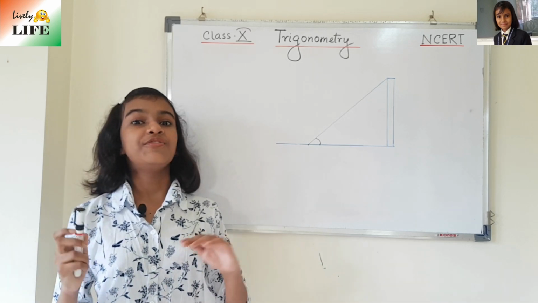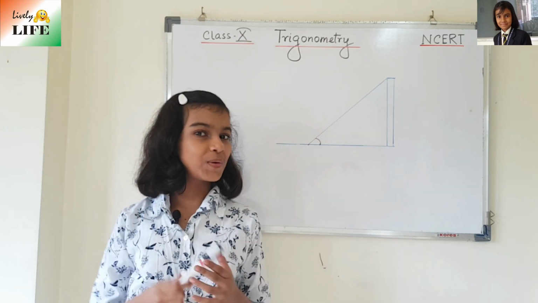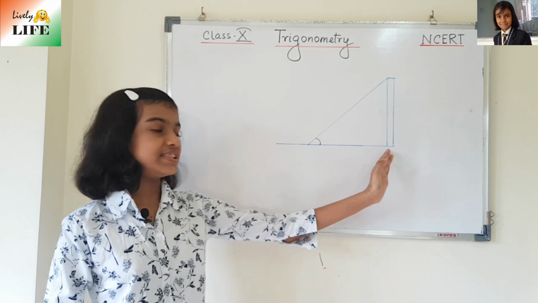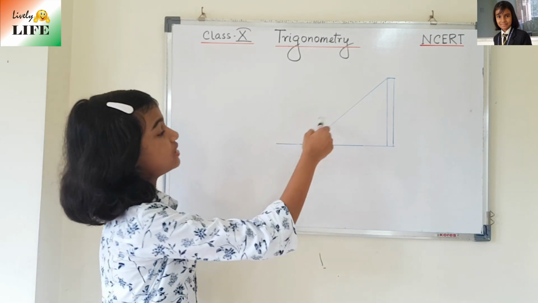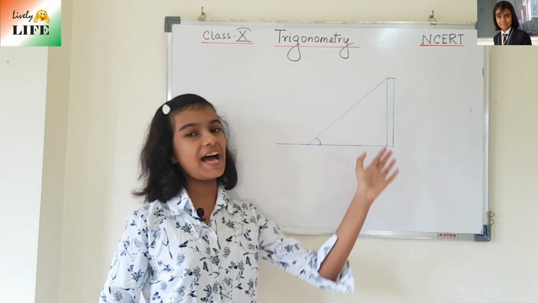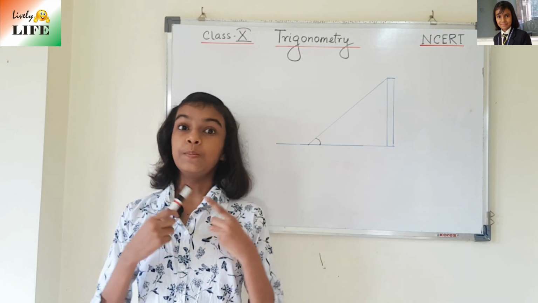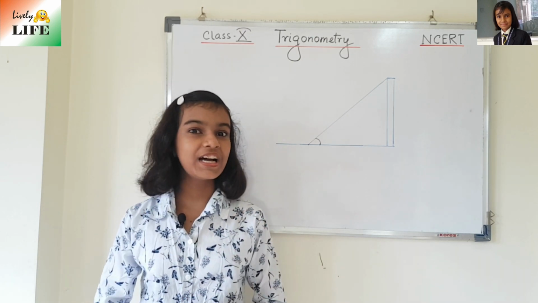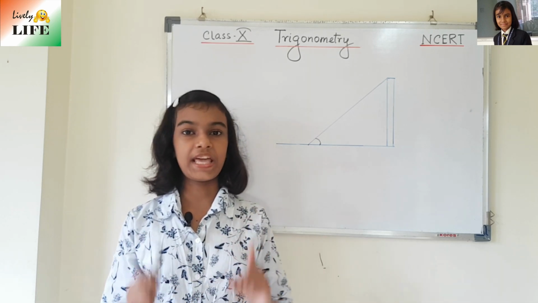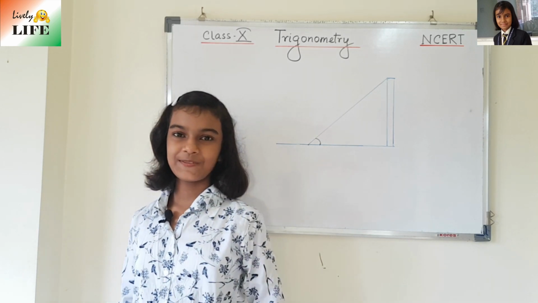Like this, we can measure the height of Mount Everest also. We do not need to go to the top of Mount Everest. We need a point on the ground, a distance from Mount Everest and the angle of elevation, and then we will be able to know the height of Mount Everest. Like this, we can measure the Burj Khalifa, Qutub Minar, Eiffel Tower, any building's height with the help of trigonometry. Isn't that interesting? So let's begin.